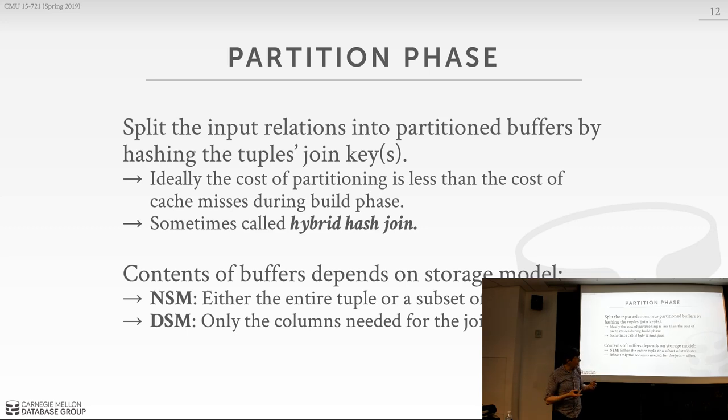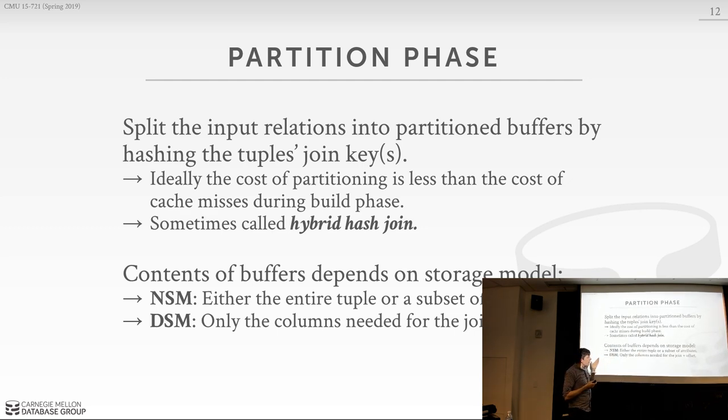Sometimes in the literature, you'll see this called hybrid hash join or the radix hash join, but it essentially means the same thing. You're partitioning the data, both the inner and the outer, before you actually do the join. What we're going to put in the buffer of these partitions will depend on the storage model. If it's a row store, NSM, then it's either going to be the entire tuple, which it often is, or the subset of the attributes that I need to compute the join and that I need up above in my query plan. This is why most people do this, because you don't want to ever go back and get the rest of the data.